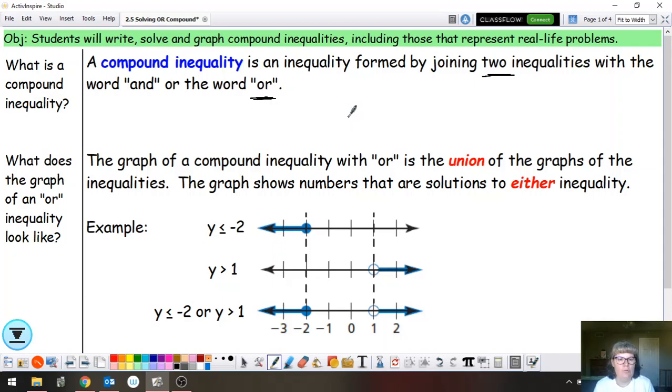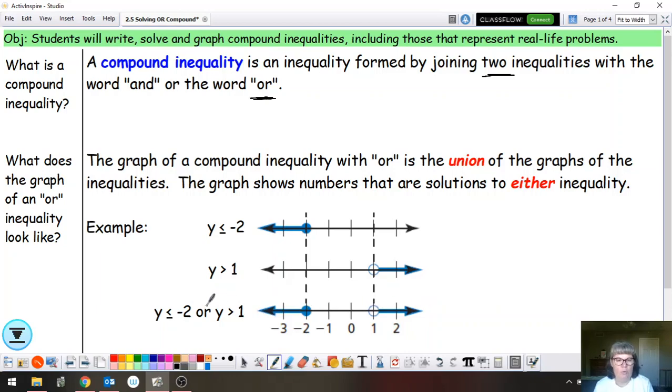The graph of a compound inequality with OR is what we call a union of the graphs, meaning that we include all of the possible values for both inequalities. So it's either one inequality or it's the other. For example, in this situation, we're taking y is less than or equal to -2, and we're taking the inequality y is greater than 1, and we're combining them into one compound inequality, and we show both graphs. We show the graph for each of them.